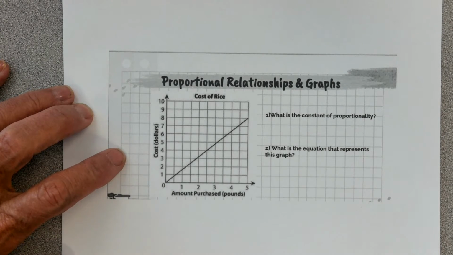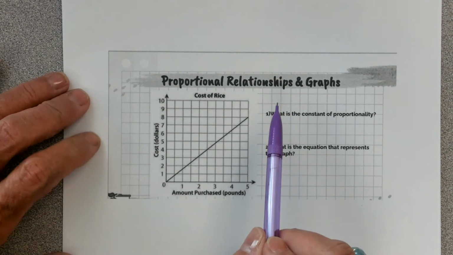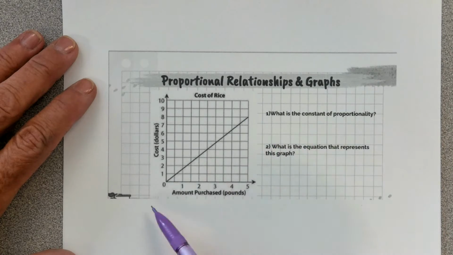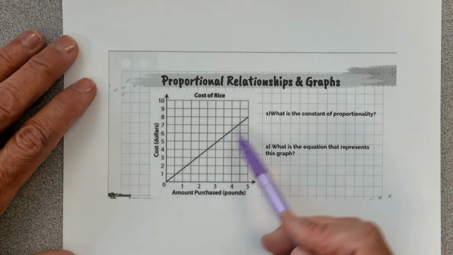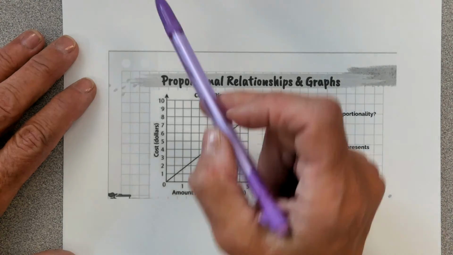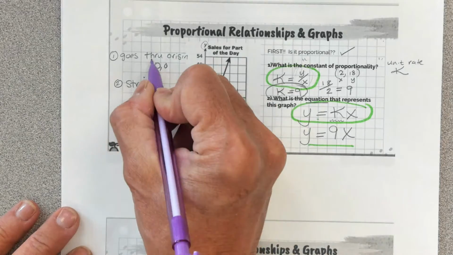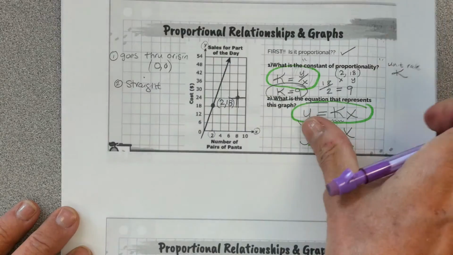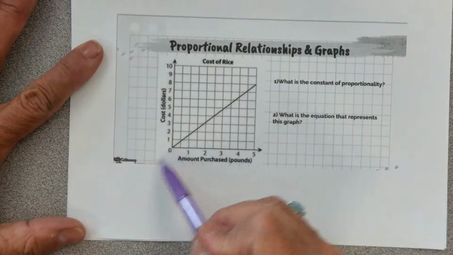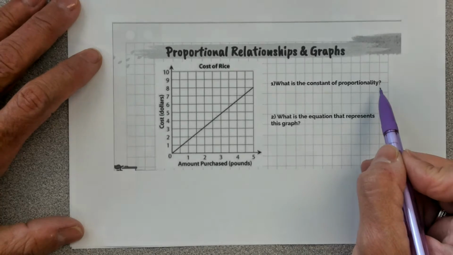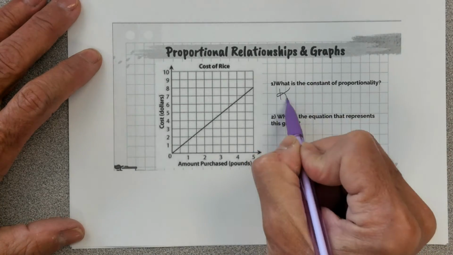Okay, I'm going to do it one more time so you know that we're familiar with how to do this. It's a graph. There's a line. Is that a proportional relationship? Yes. How do I know? Well, it goes through the origin, (0, 0). Those should be in parentheses. And it's a straight line. So I know that this is a proportional relationship. What is the constant of proportionality? Well, that's the K.